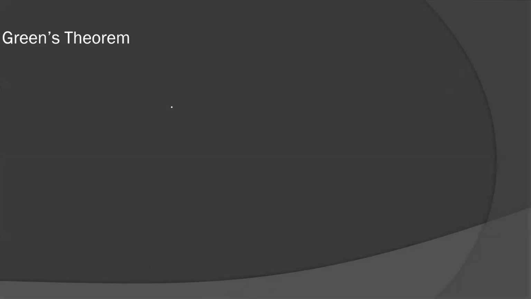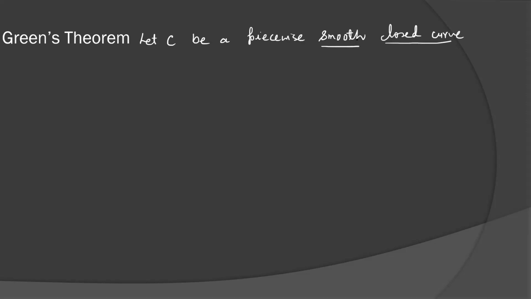Let capital C be a piecewise smooth closed curve. We have already seen the definition of a closed curve. A smooth curve, we will see this definition in the complex analysis module. Right now you can understand this as a continuously differentiable curve.